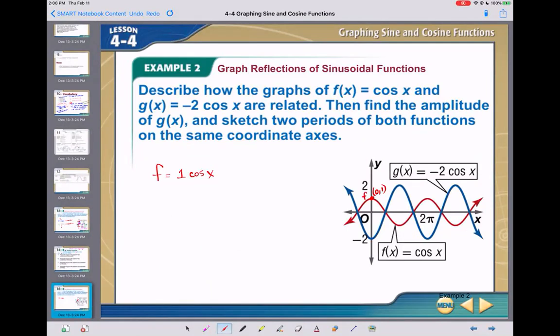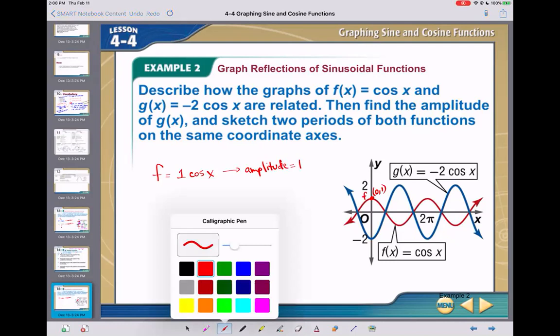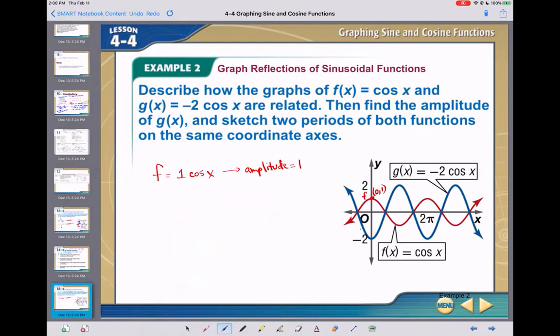Okay. Now what happens? Oh, let me write out the rest. That means our amplitude is 1. It'll go up 1 and it'll go down to -1 from the midline. Now blue is going to represent g. g is graphed in blue. So this will be my graph g. Notice it goes down to -2 and it goes up to +2. The maximums and minimums will be at 2s rather than at 1s.